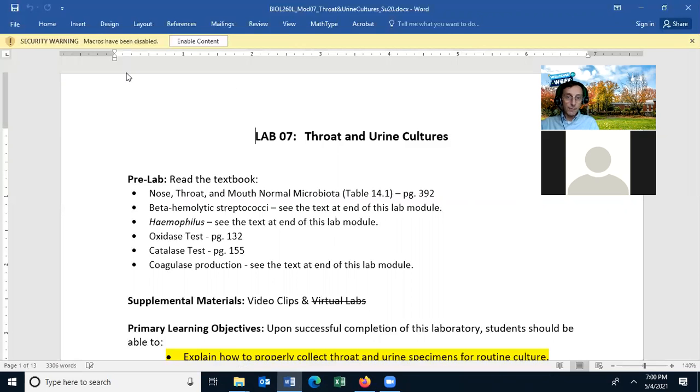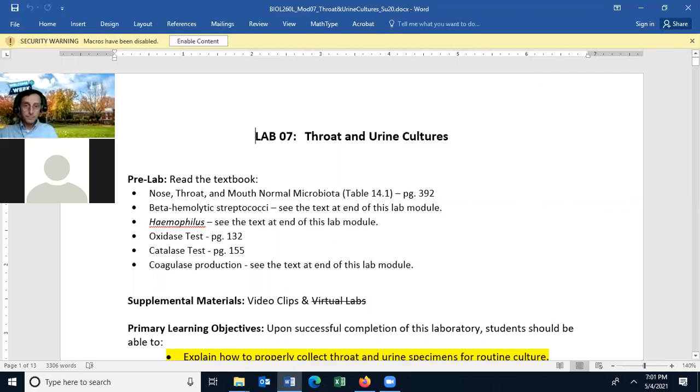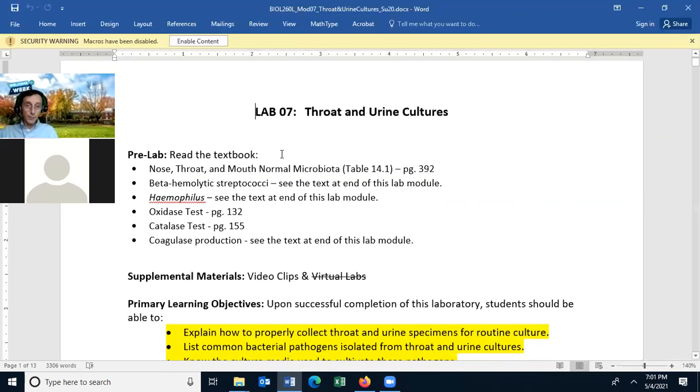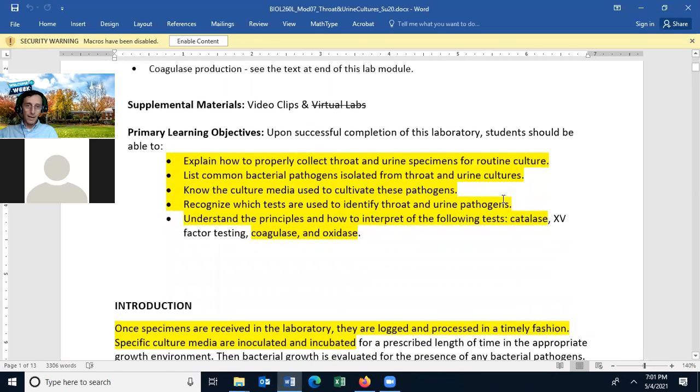Okay, lab 7 covers throat and urine cultures. There is some reading that you should do before you begin the lab. It's not too bad this time. And there's some supplemental material. You'll be watching video clips. There is no virtual lab that works for this lab. I put crossouts, because the virtual labs may become workable in the future, but at the moment they're Flash and they won't run.